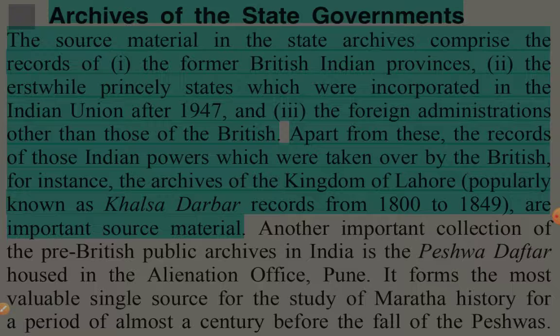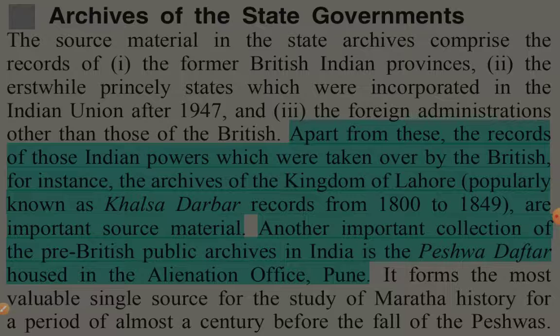Archives of the state governments. The source material in the state archives comprise the records of I. the former British Indian provinces, II. the erstwhile princely states which were incorporated in the Indian Union after 1947, and III. the foreign administrations other than those of the British.